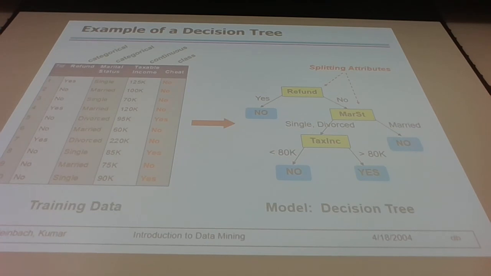Then you go to the no child. For the no child, you say that, okay, 2, 3, 5, 6, 8, 9, 10 are no. So 2 is cheat no, 3 is no, 5 is no, 6 is no, 8 is yes, 9 is no, 10 is yes. So this is a mixture of yes and no. This is not a pure class. It's called a pure node, and this is not a pure node, so we have to continue.